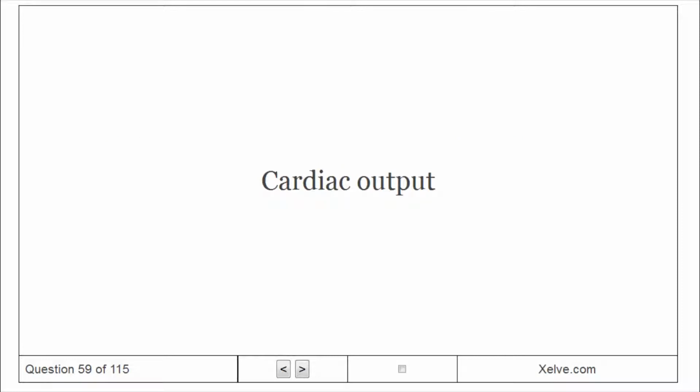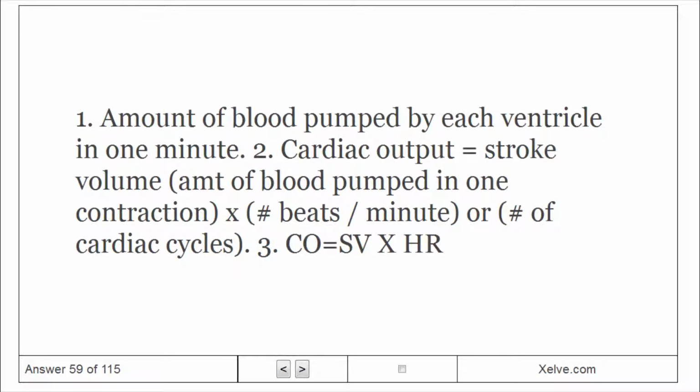Cardiac output. 1. Amount of blood pumped by each ventricle in 1 minute. 2. Cardiac output equals stroke volume, the amount of blood pumped in 1 contraction, times beats per minute, or number of cardiac cycles. 3. CO equals SV times HR.